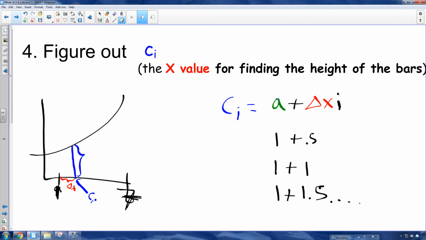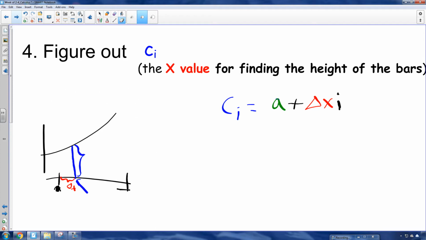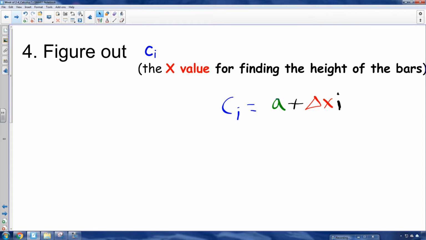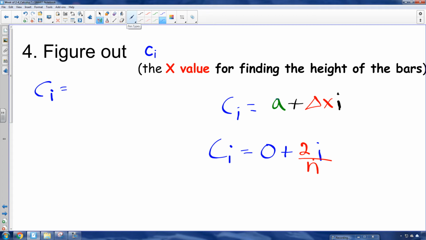So in our situation, not in this example, our A was 0, because we're going from 0 to 2. So we know that our c sub I will simply be 0 plus delta x times I. Well, delta x, I think earlier we said, was 2 over n. So I'm going to write it like that. That's an n, not an h, so let's fix that up. And now I'm going to simply finish and write c sub I over here. c sub I equals 2I over n, and that's in a box.